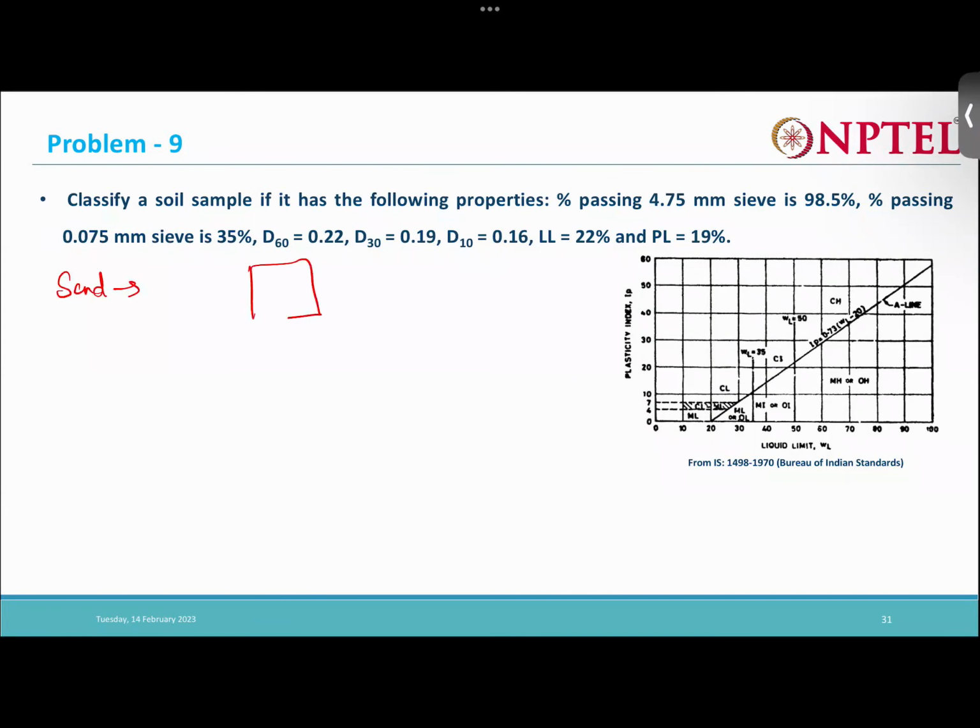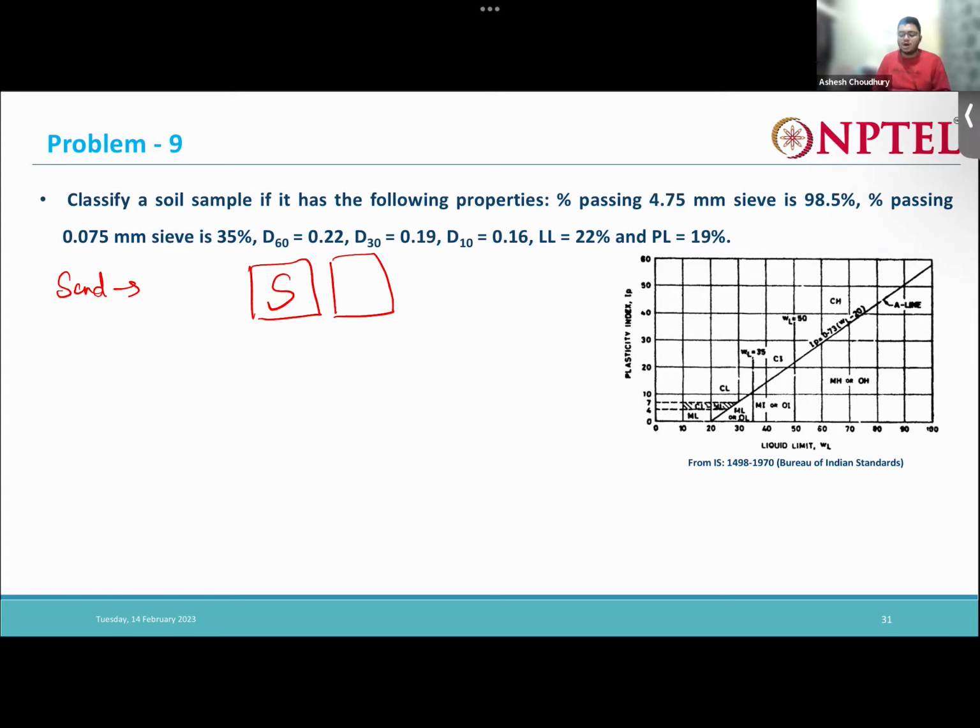Less than 50% is not passing through the 75 micron. Only 35% is passing through the 75 micron sieve. Correct. Only 35%, less than 50%, right? So it is less than 50%, so it is coarse soil. Coarse soil, and why is it sand?